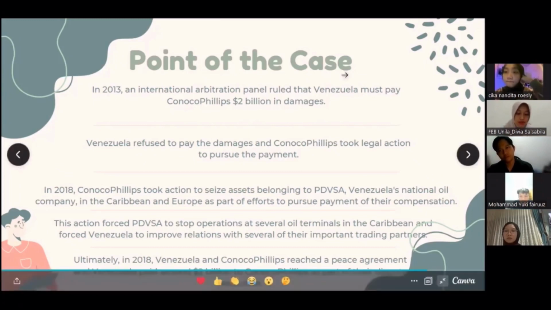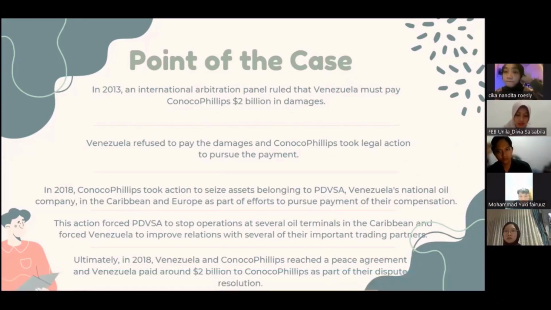ConocoPhillips sued Venezuela before the International Center for Settlement of Investment Disputes, a dispute resolution body based in Washington, D.C., in 2018. The ICSID ruled that Venezuela had breached the bilateral investment treaty between Venezuela and the Netherlands, ConocoPhillips' home country, with the nationalization. In 2019, Venezuela agreed to pay $2 billion in damages to ConocoPhillips in an out-of-court settlement.